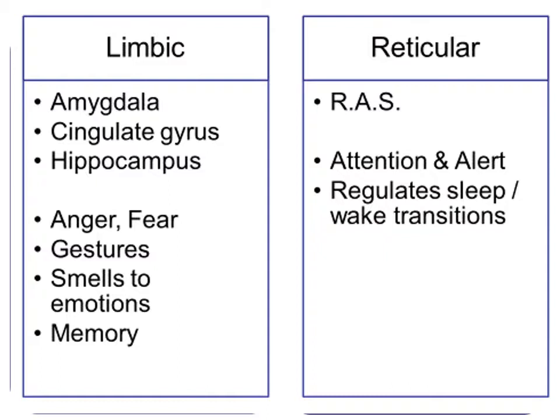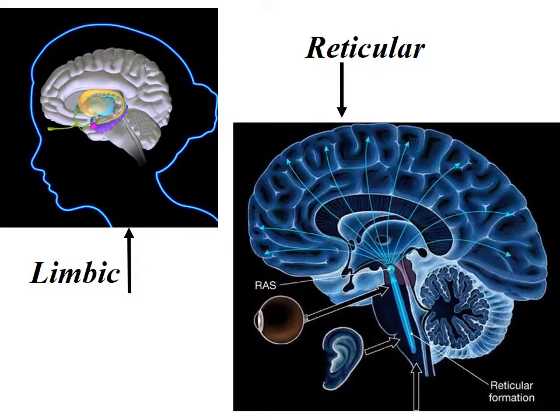Reticular. This system regulates our attention span. The reticular activating system connects many areas to transition us from sleep to waking and to focus our attention. These diagrams show us the general locations of the two functional systems.